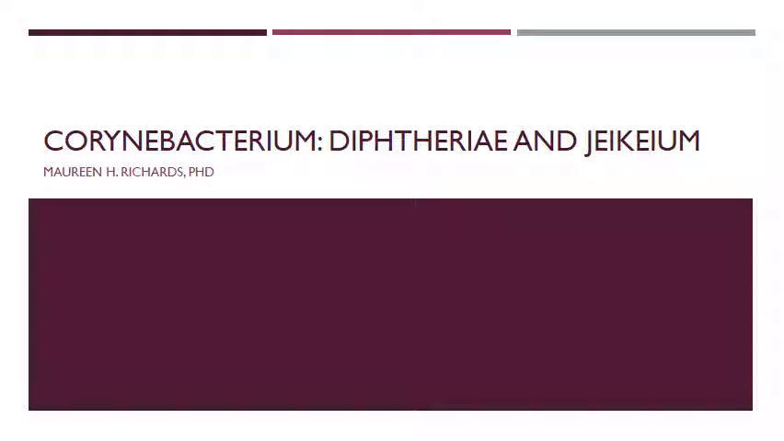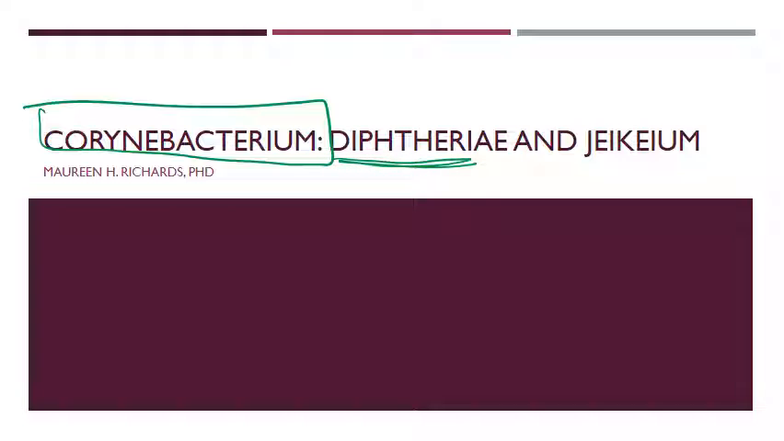Okay, in this video, we're going to discuss the Corynebacterium. The most important of the organisms that we're going to discuss is Corynebacterium diphtheriae, which is literally the causative agent of diphtheria, which many of you have probably heard of before, although it is very unlikely you've ever seen it. We will briefly discuss the organism Corynebacterium jeikeium, very briefly, as it is not a very common pathogen.